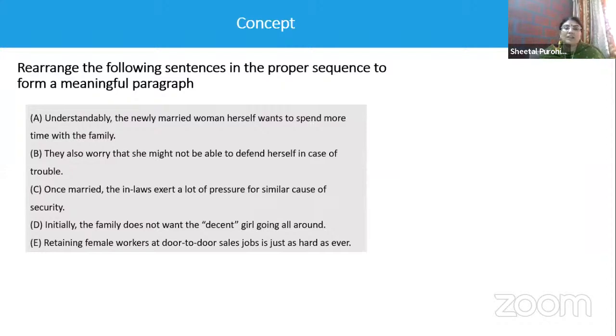Then they say, understandably, the newly married woman herself wants to spend more time with the family. Now, first thing is they don't want the family... First, they're saying the family doesn't want the girl to go around. At the same time, the girl also wants to spend more time, right?